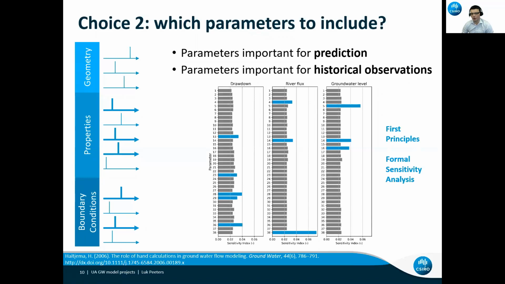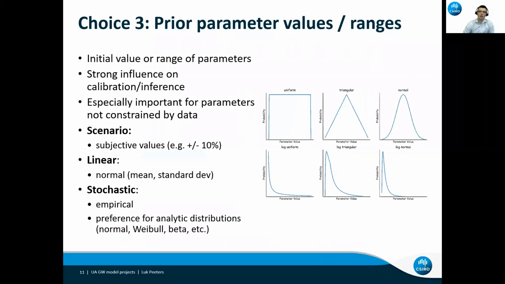Now, figuring out whether a parameter is important for a prediction or whether it can be constrained by observations, there's a lot you can do just from first principles. Again, this paper from Henk Haitjema in 2006 gives you a couple of rules of thumb on what can be important for your groundwater model. But like for the linearity question, you often will have to run your model a number of times and do a formal sensitivity analysis like we did here to figure out which parameters are important for which predictions. And that leads us to the next step: once you have chosen those parameters to include, you need to provide initial values or initial ranges, what we call the priors, on your parameters.